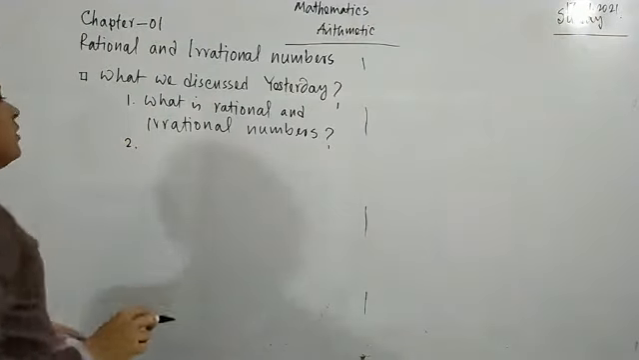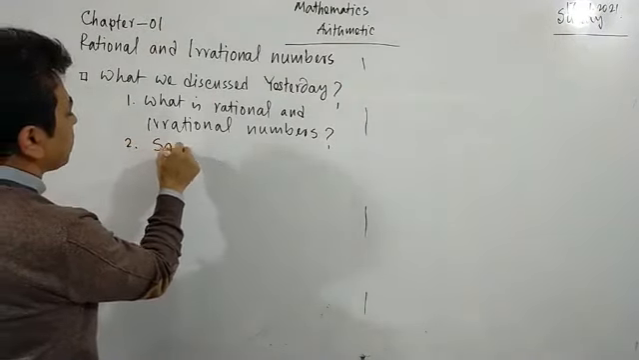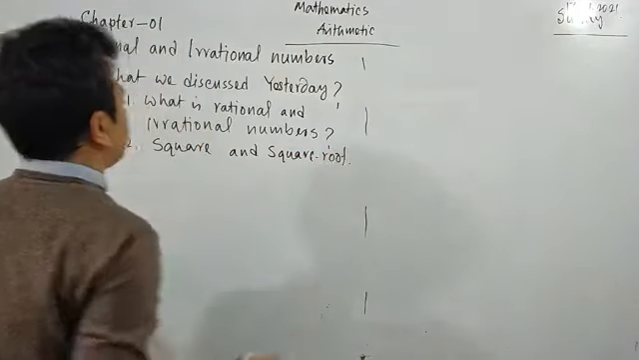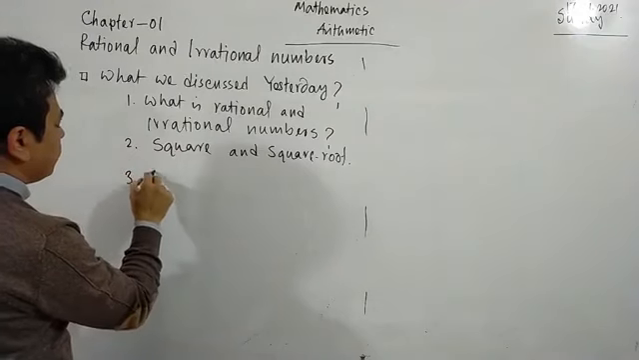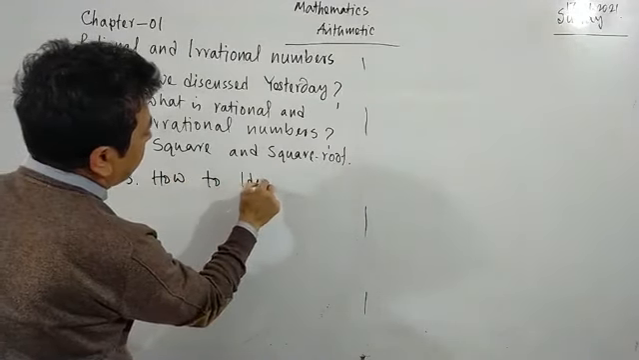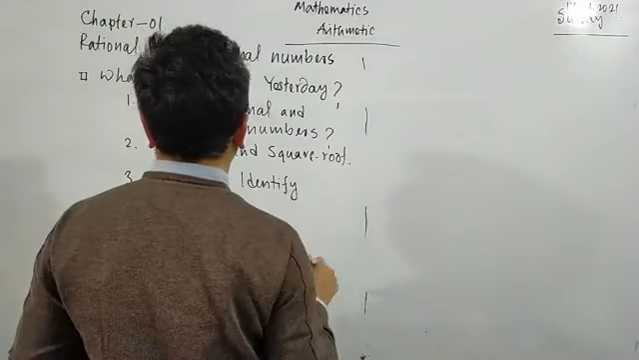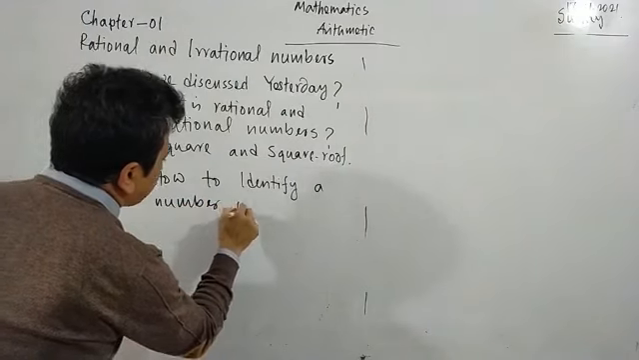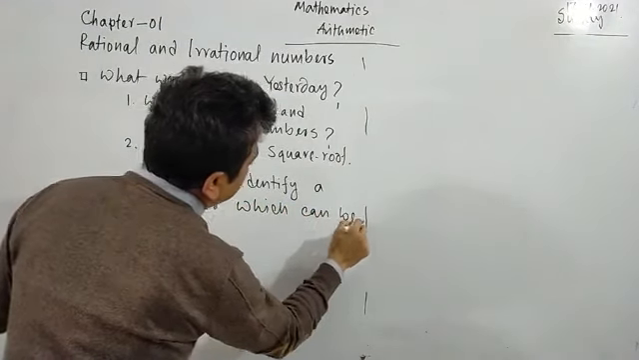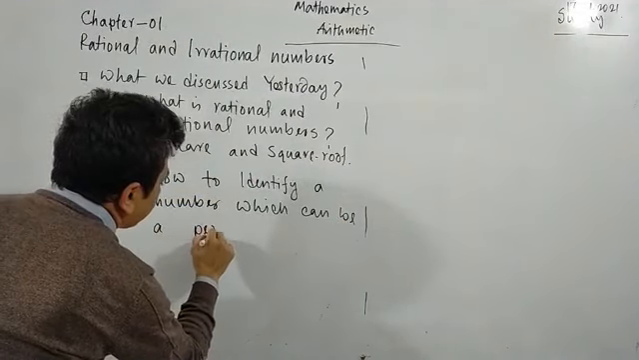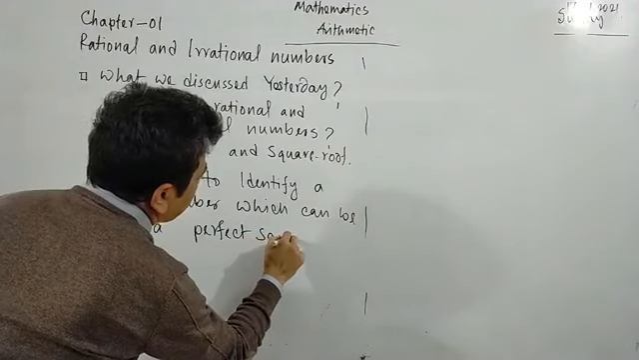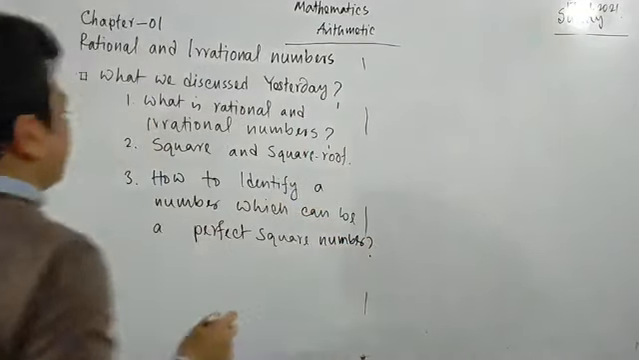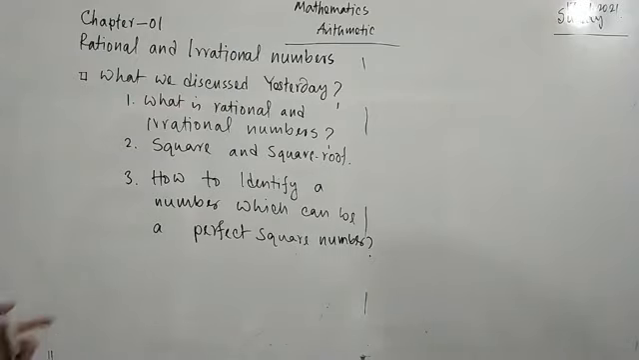Second, we discussed what is a square and square root. And third, we discussed how to identify a number which can be a perfect square or square number.